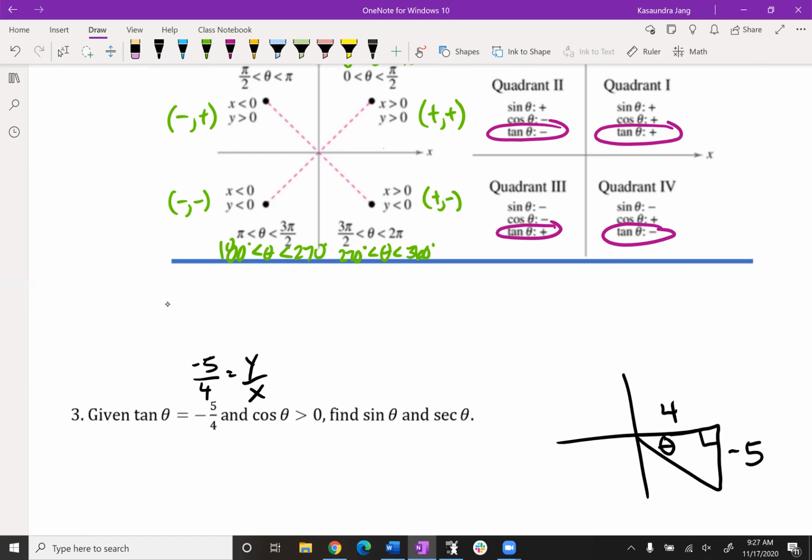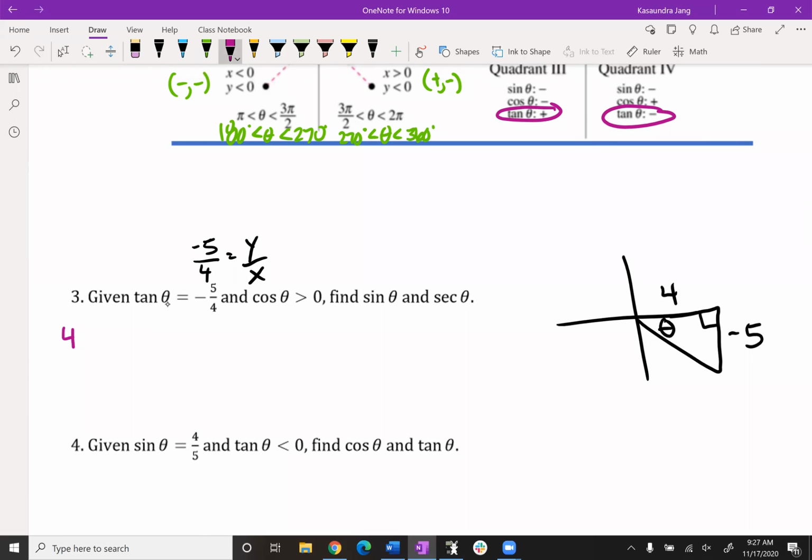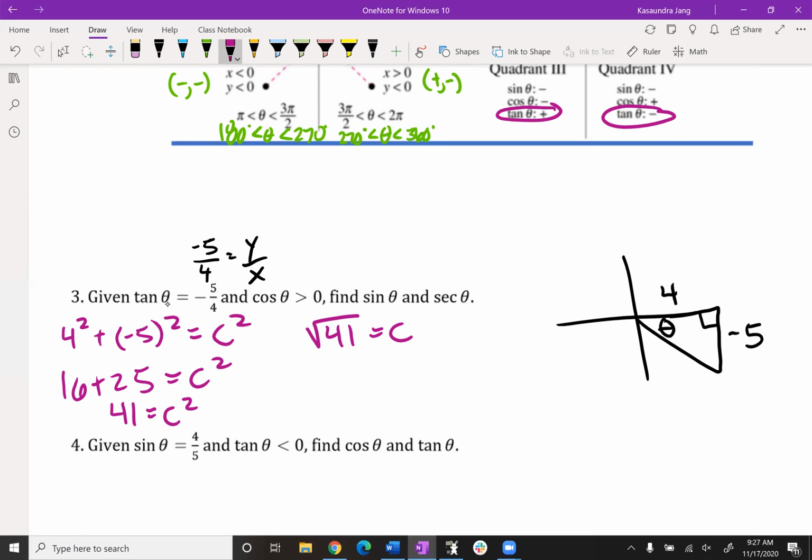If I'm going to find the rest of my trig functions, I do need the hypotenuse. Let's do some Pythagorean theorem: a squared plus b squared equals c squared. Okay, this is not pretty. I'm up to 41 for my c squared. So if I take the square root, I should have a positive root 41. Not very nice, but here's my hypotenuse, my c side.